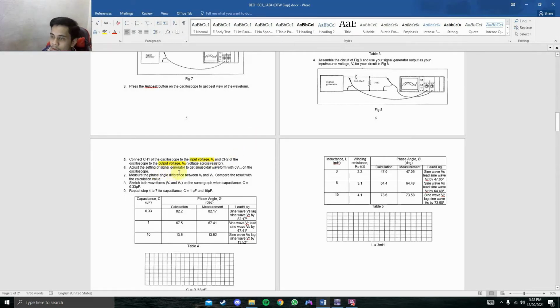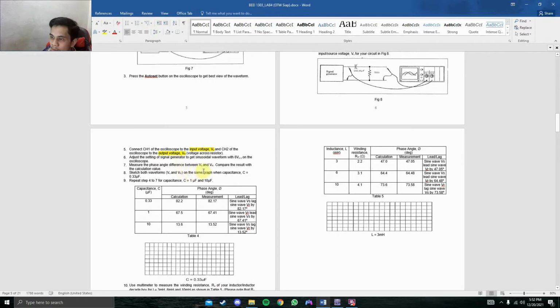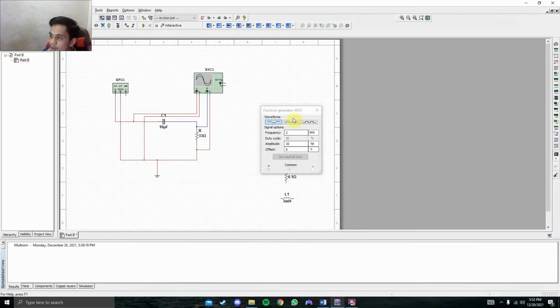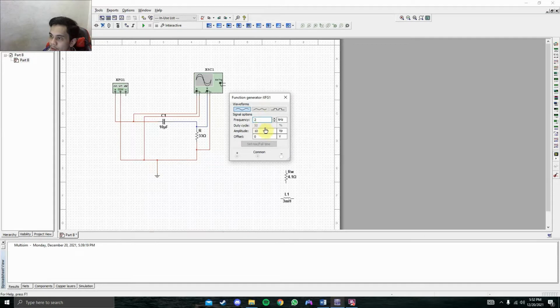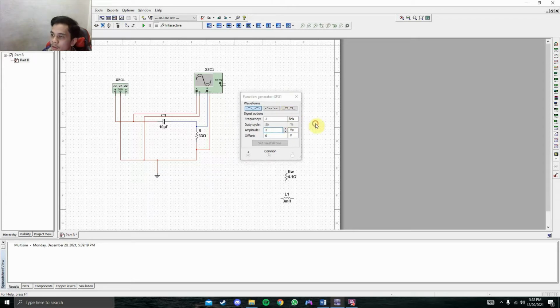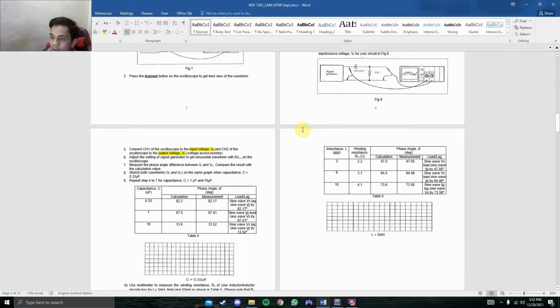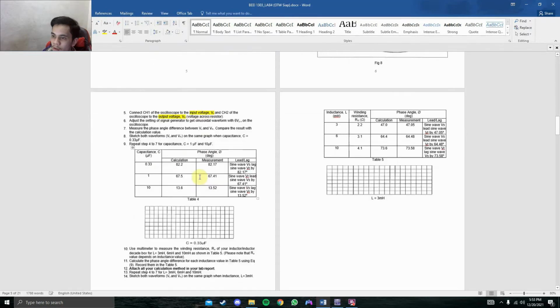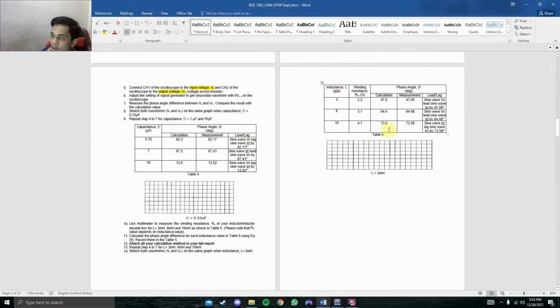Adjust the setting of the signal generator to get the sinusoidal form with 6 VPP. So we set the function generator amplitude to 3 because the VPP is 6. Then measure the phase angle between Vs and Vr. Compare the result with the calculation. Sketch both waveforms. Okay, first we do the calculation.